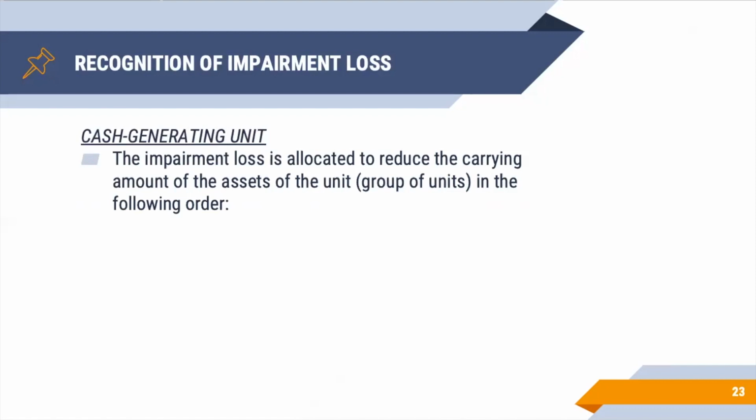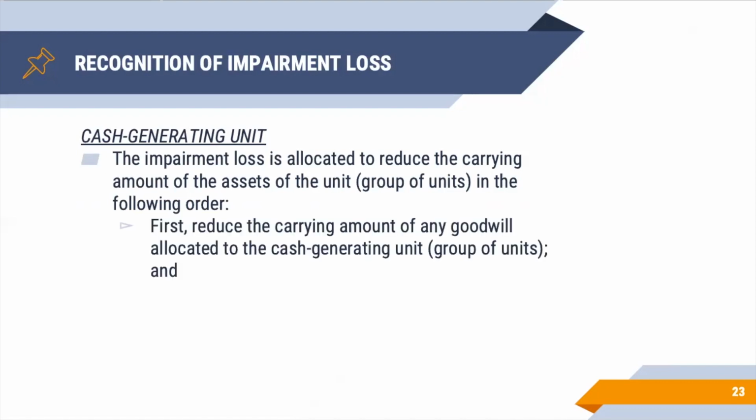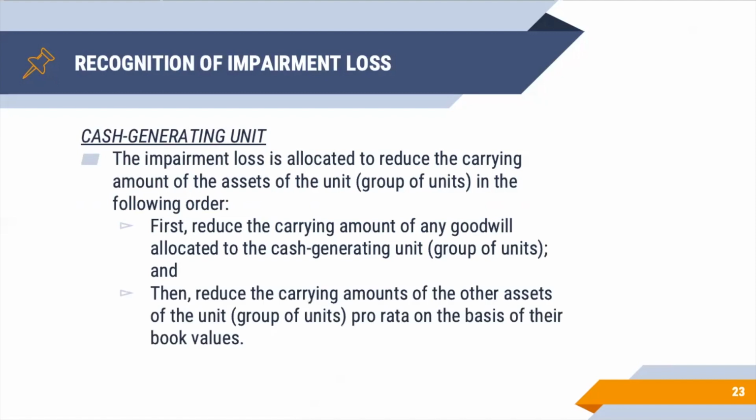The impairment loss is allocated to reduce the carrying amount of the assets of the unit or group of units in the following order. So kung magkano man yung impairment loss ng unit, i-allocate nyo yun sa individual assets. Una, reduce the carrying amount of any goodwill. So i-zero out nyo muna yung goodwill. Second, reduce the carrying amounts of other assets pro rata on the basis of their book value. So goodwill first, and then yung mga other assets pro rata on the basis of their book values.